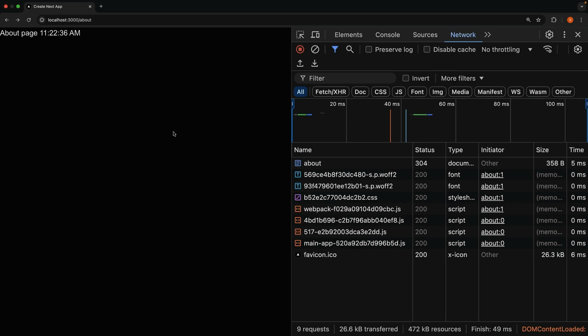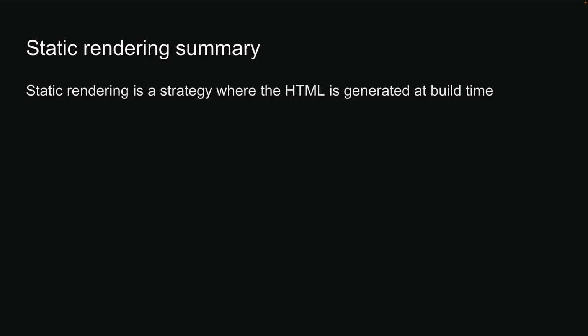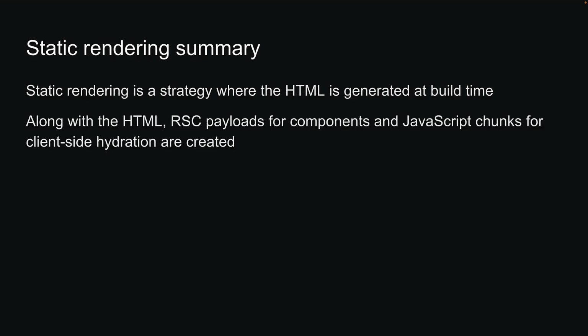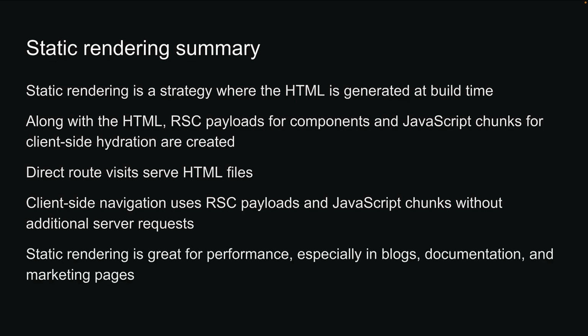We will explore more about rendering, but here is what we've learned. Static rendering is a strategy where the HTML is generated at build time. Along with the HTML, RSC payloads for components and JavaScript chunks for client-side hydration are created. Direct route visits serve HTML files, while client-side navigation uses RSC payloads and JavaScript chunks without additional server requests. This makes static rendering excellent for performance, especially in blogs, documentation, and marketing pages.